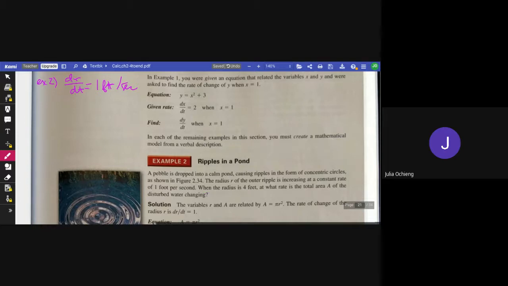When the radius is 4 feet, all right, so radius equals 4 feet. At what rate is the total area of the disturbed water changing? So they're asking for the rate of change of the area.